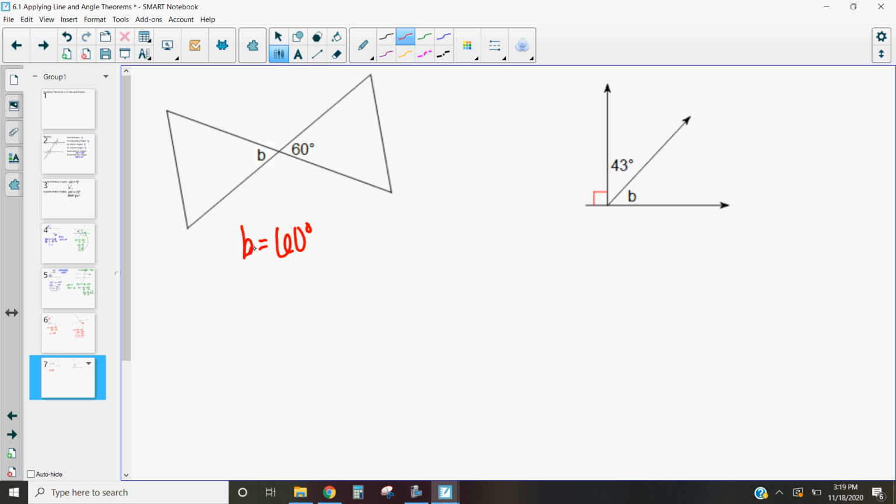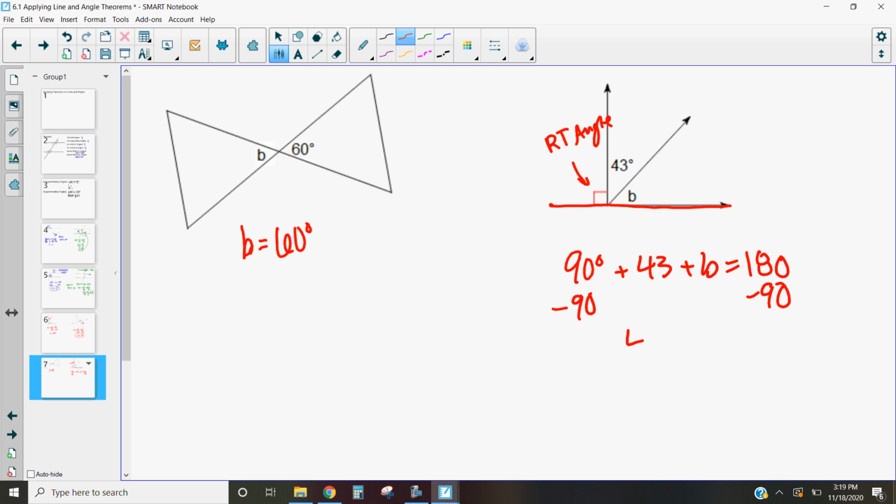And then lastly, we have this one over here. Now, this is a straight angle that we're looking at, or a linear pair. All three of these add to 180. So we've got our 90-degree angle, because this is a right angle, plus 43 plus b equals 180. Now I'm going to subtract 90 from both sides and get 43 plus b equals 90, just to simplify our math. And then we subtract 43 from both sides, and b equals 47 degrees.